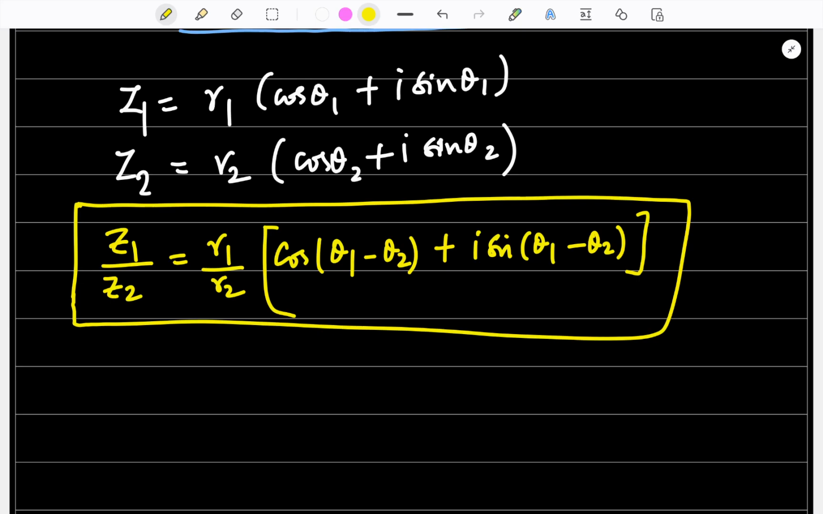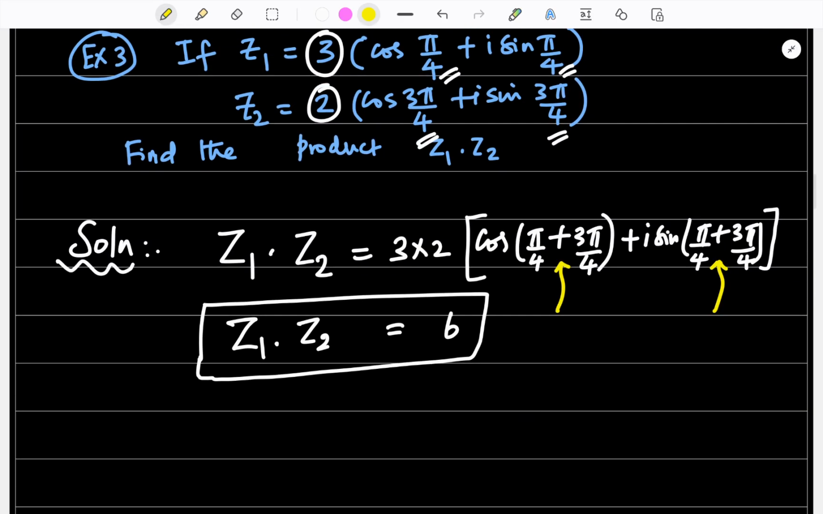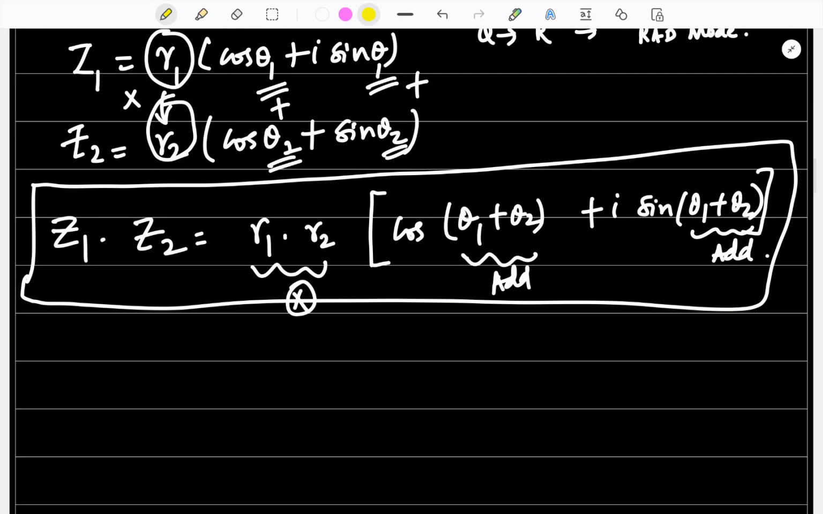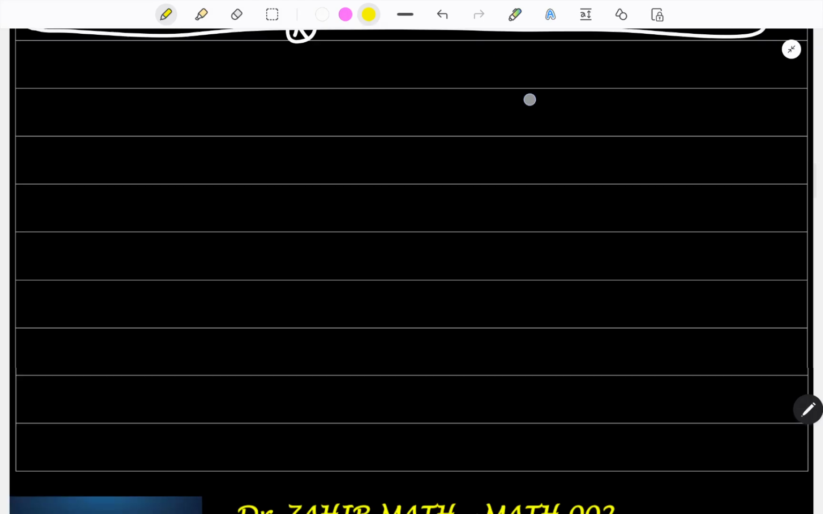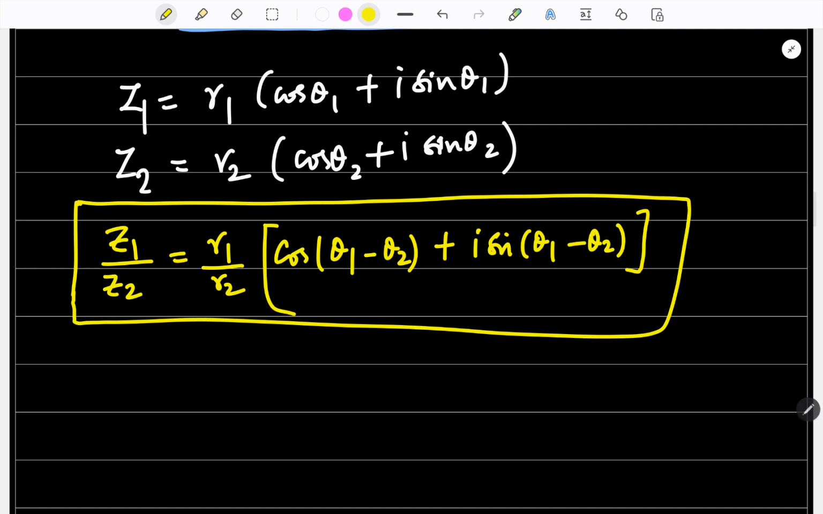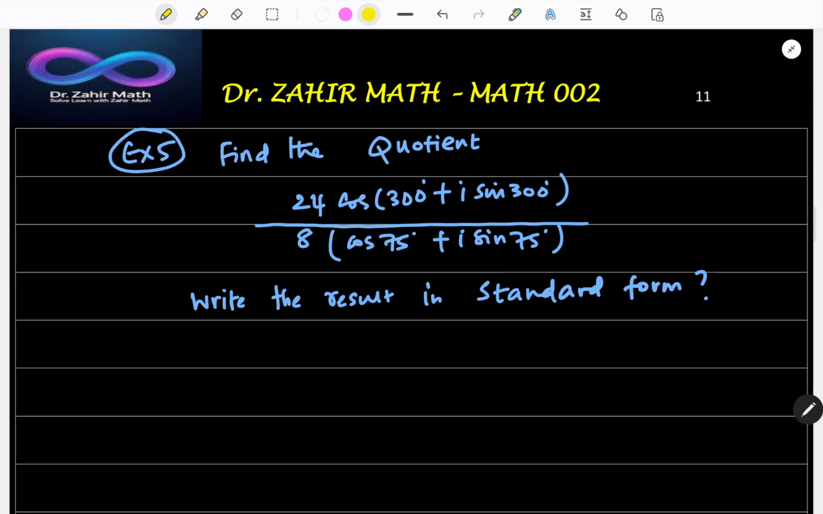So in the multiplication of two complex numbers, we multiplied R1 and R2, and theta 1 and theta 2 we added. But in the division of complex numbers, we divide R1 and R2, but theta we subtract. Keep that in your mind, okay? Right. So let's go to the question.